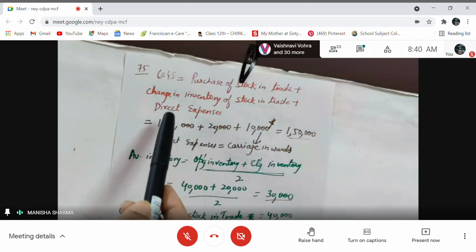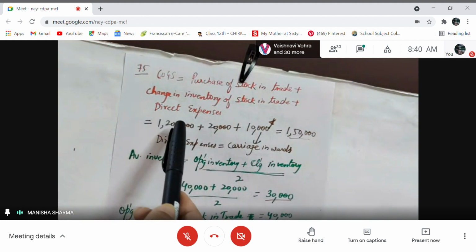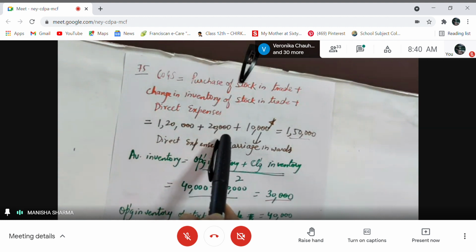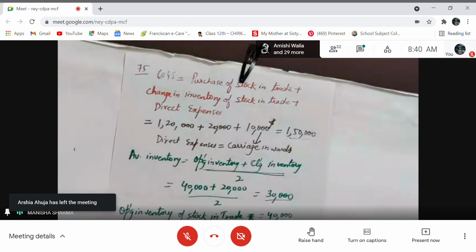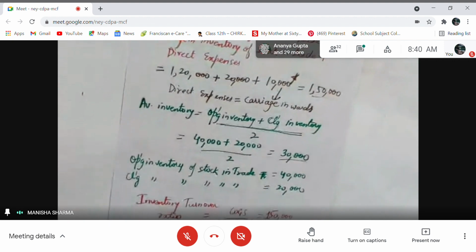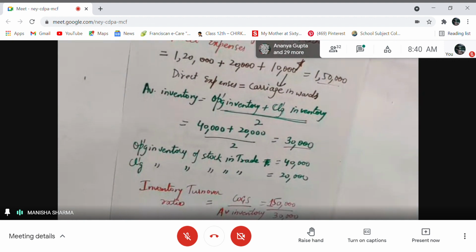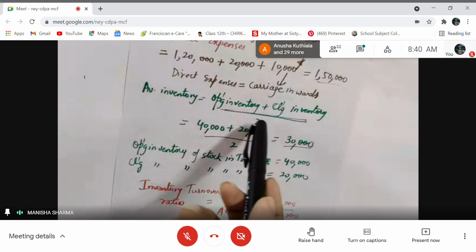So COGS will be purchase of stock in trade plus change in inventory of stock in trade plus direct expense. It will be 1,50,000. So depending on the extract of the statement of profit and loss, we have to see which item helps in finding COGS. If you take the simple direct expense, I've already told you, carriage inward. Now average inventory, I will first explain and then I'll come back to the point. Average inventory, how will you find average? Opening plus closing inventory divided by 2.